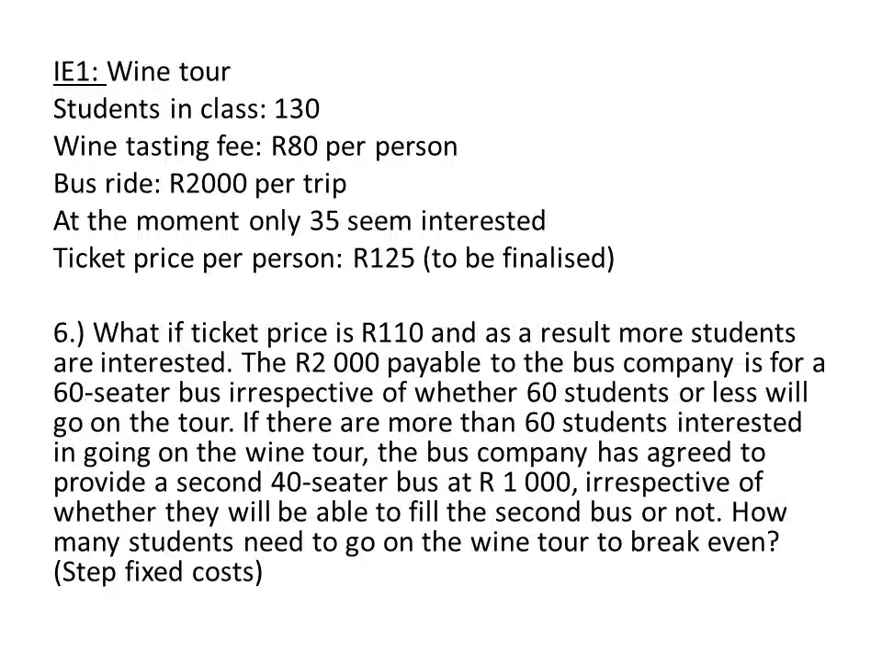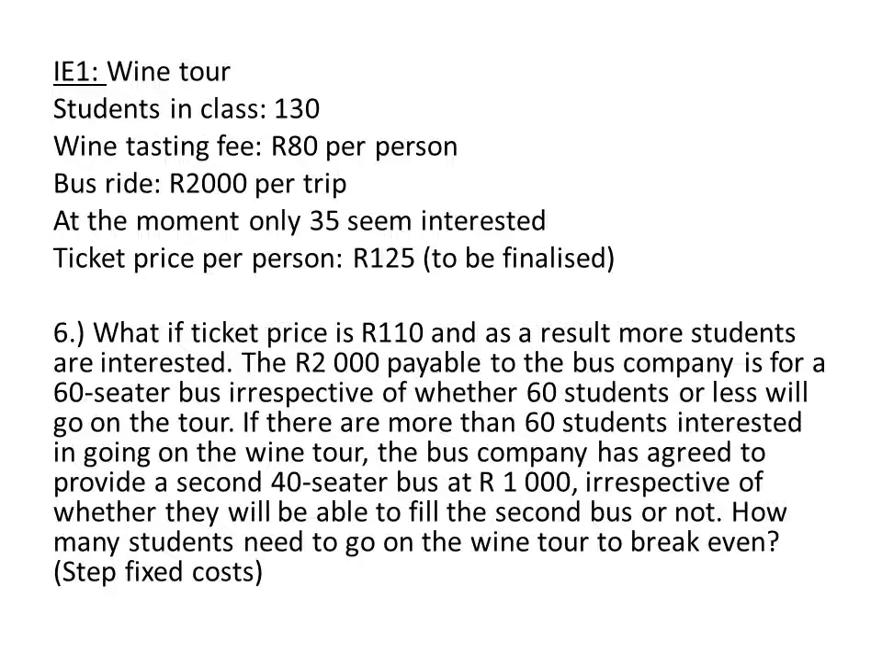Now it gets interesting. So what if the ticket price is 110 Rand per student, and as a result more students are interested because it's cheaper? The 2,000 Rand payable to the bus company is for a 60-seater bus, irrespective of whether 60 students or less will go on the tour. If there are more than 60 students interested in going on the tour, the bus company has agreed to provide a second 40-seater bus at 1,000 Rand, irrespective of whether they will be able to fill the second bus or not. How many students need to go on the tour to break even?